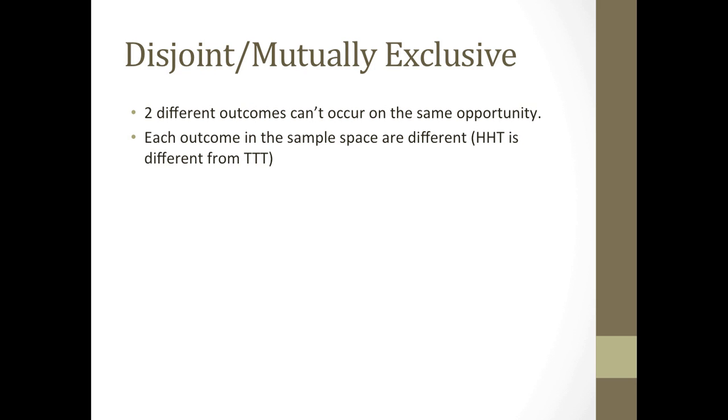Disjoint, also sometimes called mutually exclusive, is when two different outcomes can't occur on the same opportunity. Each outcome in the sample space is different. For example, if you're flipping a coin 3 times, getting heads, heads, and tails is different than getting tails, tails, and tails. So the outcomes in the sample space are different, they're disjoint, they're mutually exclusive.